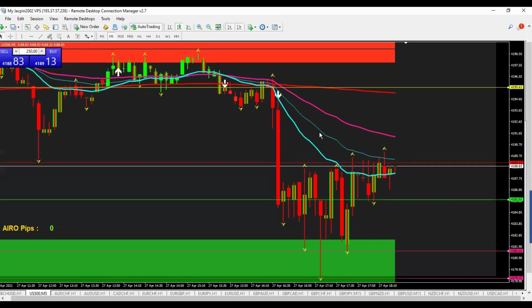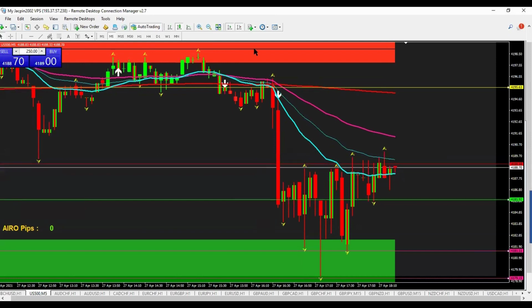But you see how far apart they are? It seems the further apart they are, the stronger the trend is. Very similar to the alligator. Same concept anyway.